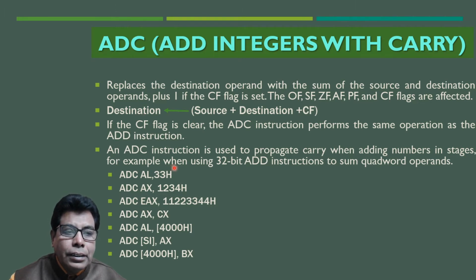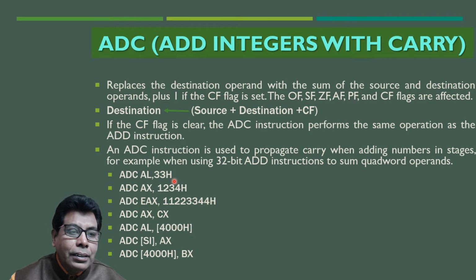The ADC instruction is also used to propagate carry when adding integers in stages, because if we are using a 32-bit add instruction to sum a quad word operand, at that time the ADC instruction is used. So let us take some examples.